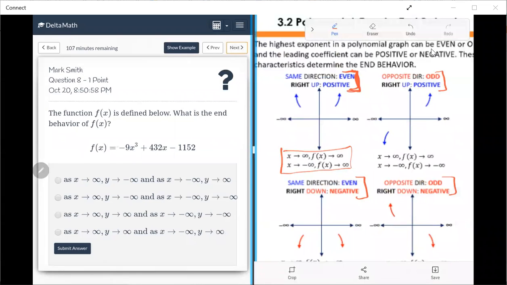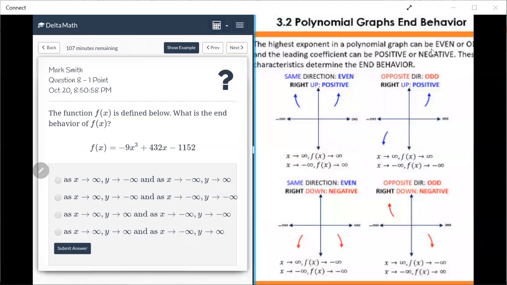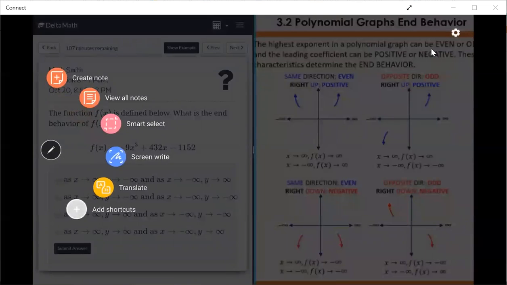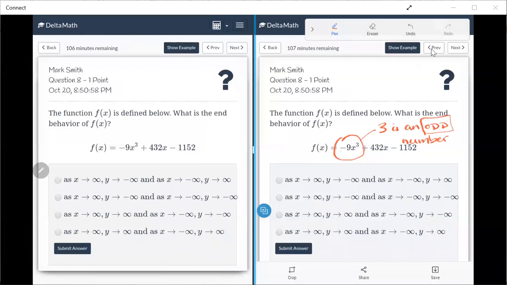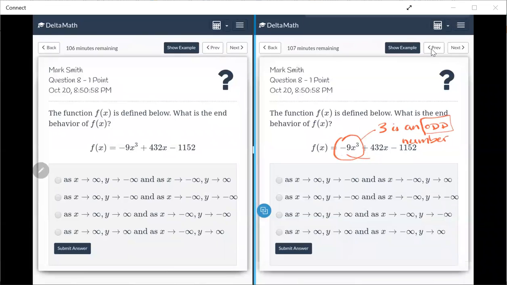We go back to the next one. Now, the next one has, we look at our leading term here, we find that 3 is an odd number. So this is an odd polynomial. And negative 9, so negative 9 is negative.